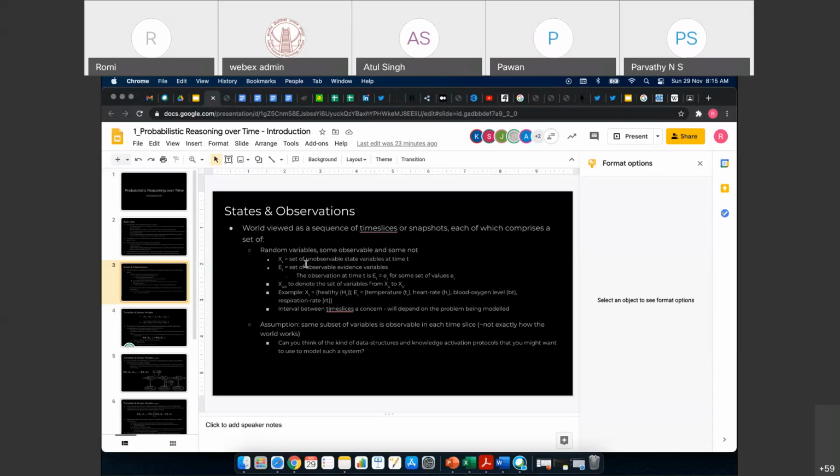So we have a set of unobservable state variables which define the condition of the agent at some time t, and we have a set of observable evidence variables. The evidence variables derive from the sensor inputs. Okay, and we have X_{a:b}. This is X from a to b, with a colon in between a and b, to define the state variables from time a to time b.